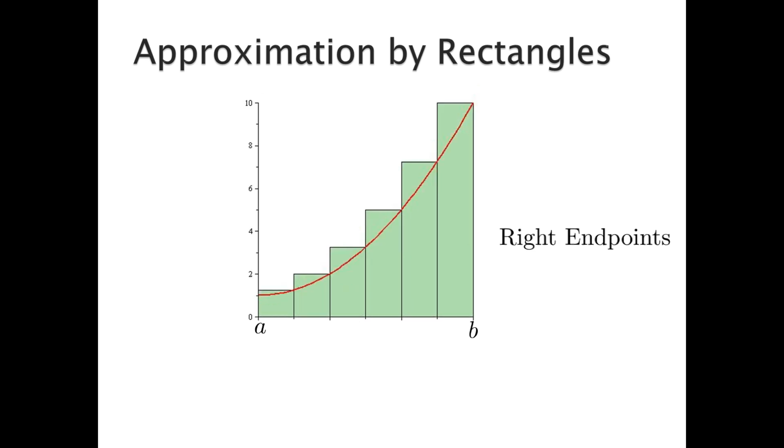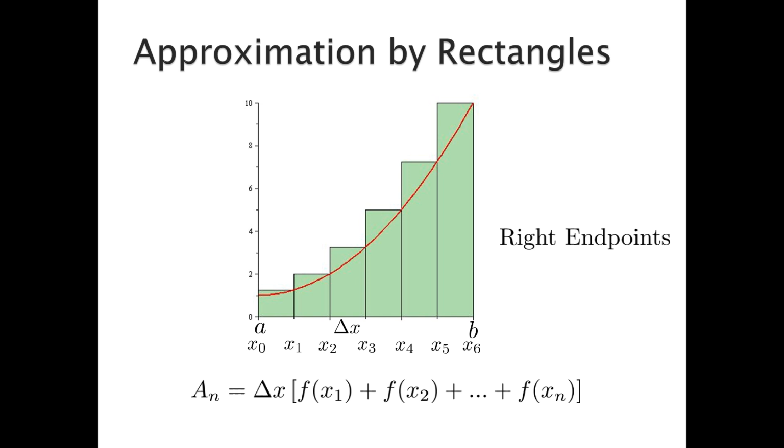I could try using the right endpoints, but that's going to be an overestimate, again, in this case, because my function's increasing. Now, if my function were increasing part of the time and decreasing part of the time, it wouldn't be quite so bad, because sometimes that overestimates and that underestimates. But you see that trying to use just the right endpoints or just the left endpoints, we might get too much area, we might get too little.